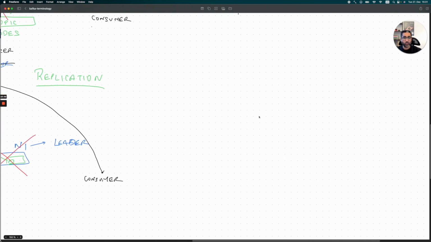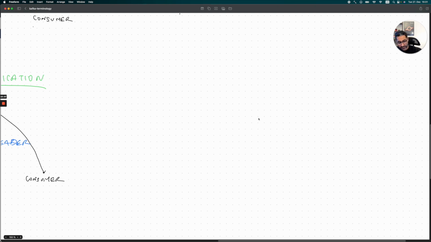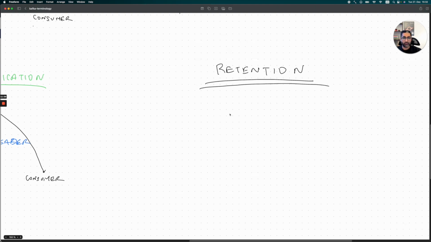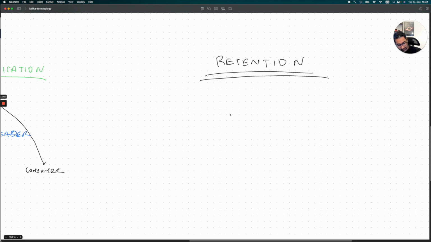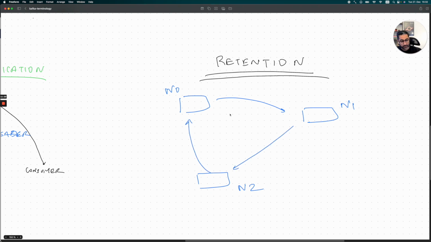Another thing which we talked about while doing Kafka was basically retention. What basically retention means is how long the data will be retained by Kafka. So again, let's take the same example. We have our 3 clusters or 3 nodes, node 0, node 1, and node 2. And these nodes are basically talking to each other. And there is a topic rides inside it. So the rides topic was stored in node 1 and node 0.